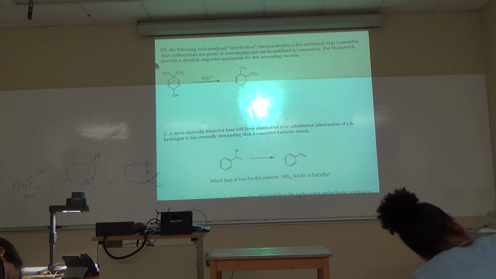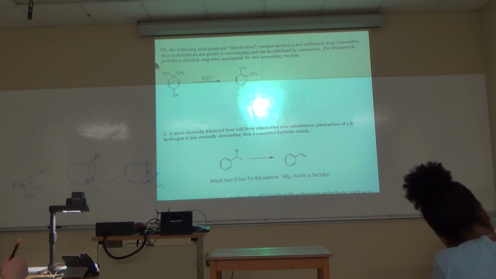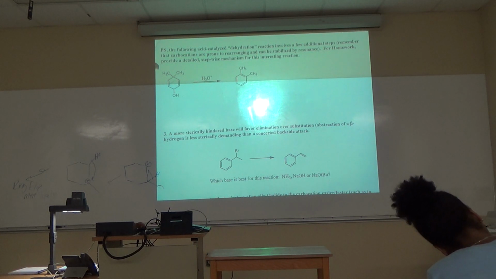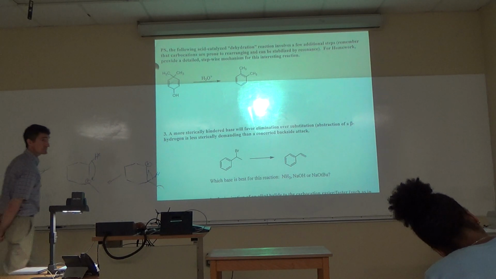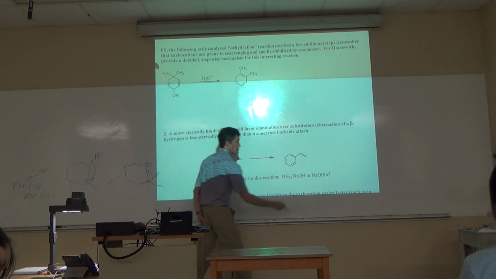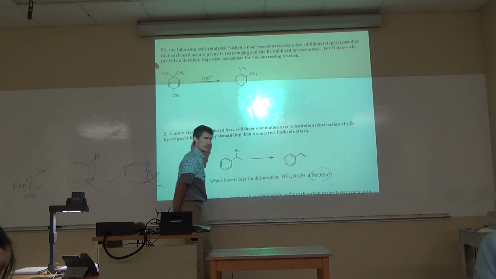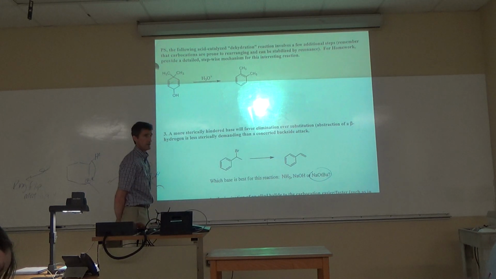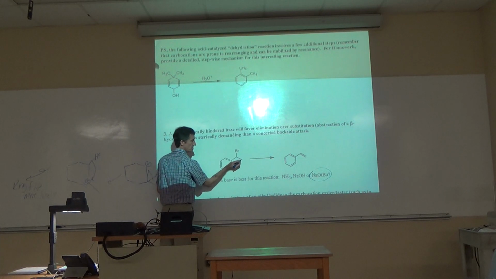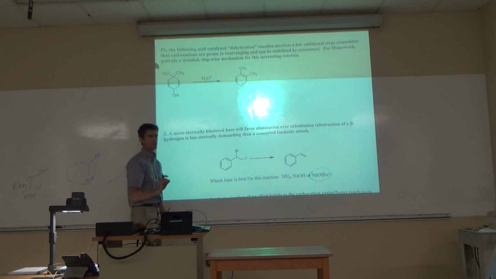All three of those bases could potentially eliminate. They're all bases. Which one would be best? The last one. Why the last one? It is big, so it'd be sterically hindered. Why is sterically hindered good here? There are no regioisomers possible here. The only way you're going to put the double bond is here. There's only one beta hydrogen. There's no beta hydrogen here. So we don't have to worry about Zaitsev and Hofmann.